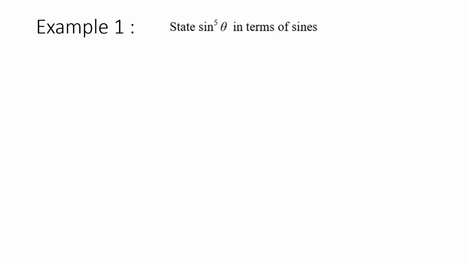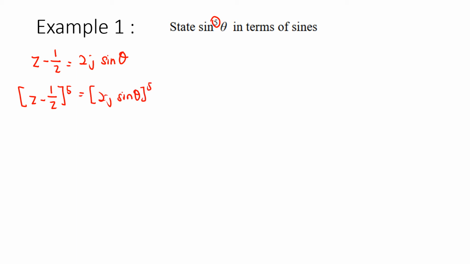Let's try this example. State sine power of 5 theta in terms of sines of multiples of theta. Now refer to definition 2.13: z minus 1 over z equals 2j sine theta. The question asks you to find sine power of 5. So (z minus 1 over z) power of 5 equals (2j sine theta) power of 5. And now you take (z minus 1 over z) power of 5.